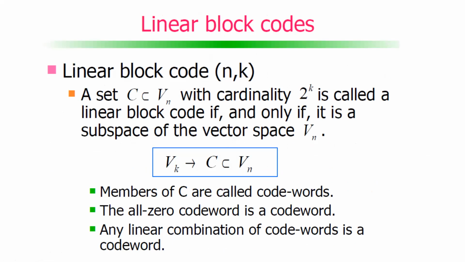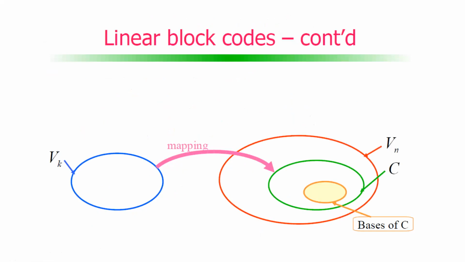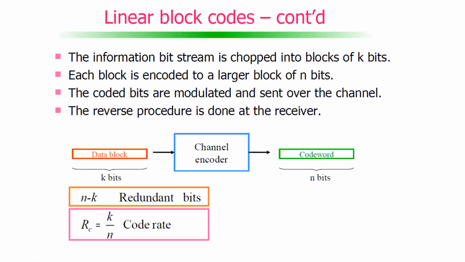Right? What is a linear block code? A linear block code is a set C, which is a subset of Vn with cardinality 2 to the power k, and it is called a linear block code if and only if it is a subspace of the vector space Vn. So C is a subspace of Vn, right? This is the actual definition of the linear block code.